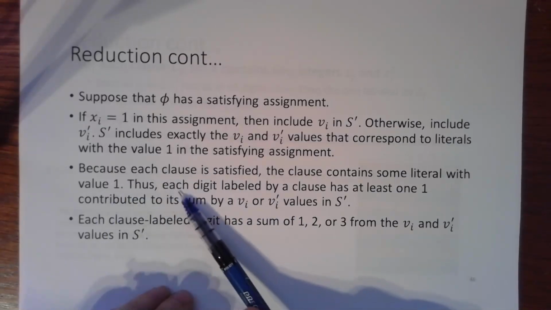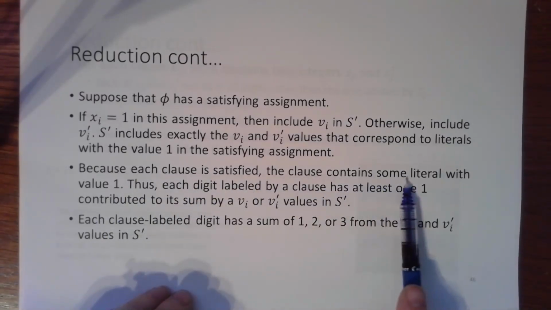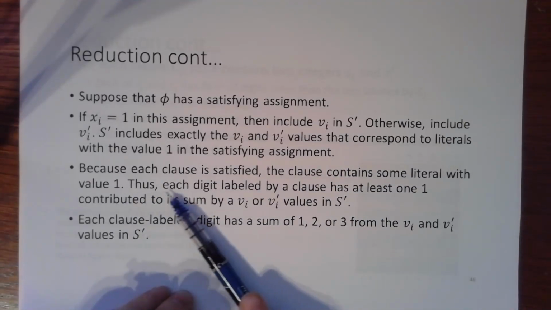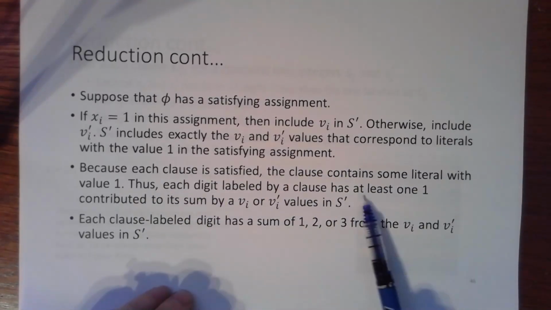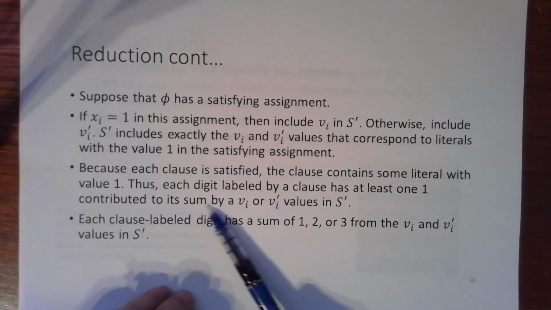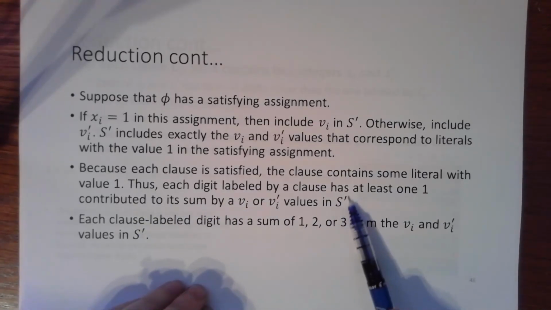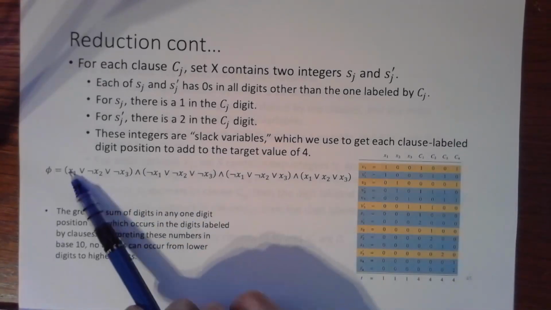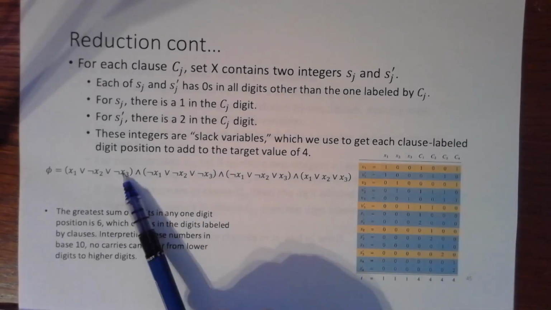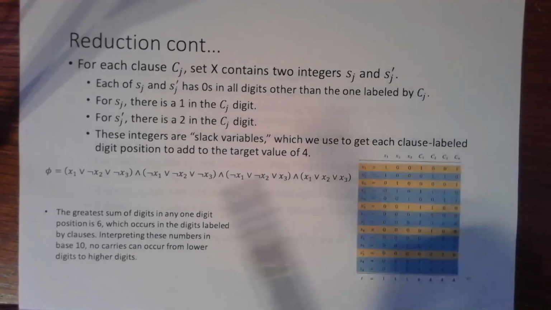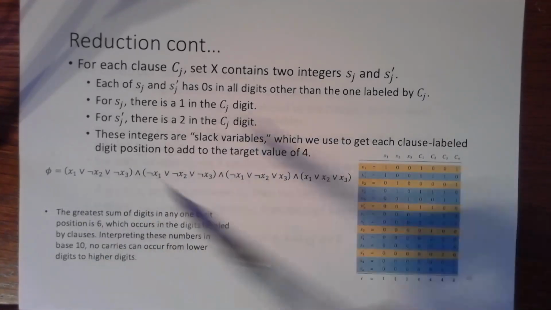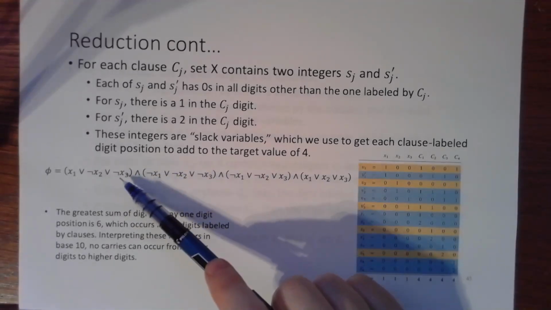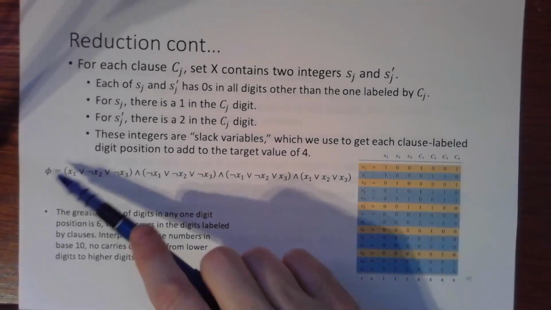Because each clause is satisfied, the clause contains some literal with value 1. Each digit labeled by a clause has at least 1 contributing to its sum by the values in S prime. So I know that for each clause, at least one of these has to be true. If I have 2 of them true, then I might have 2 of them. If I have 3 of them true, I might have 3 of them, but I might only have 1.